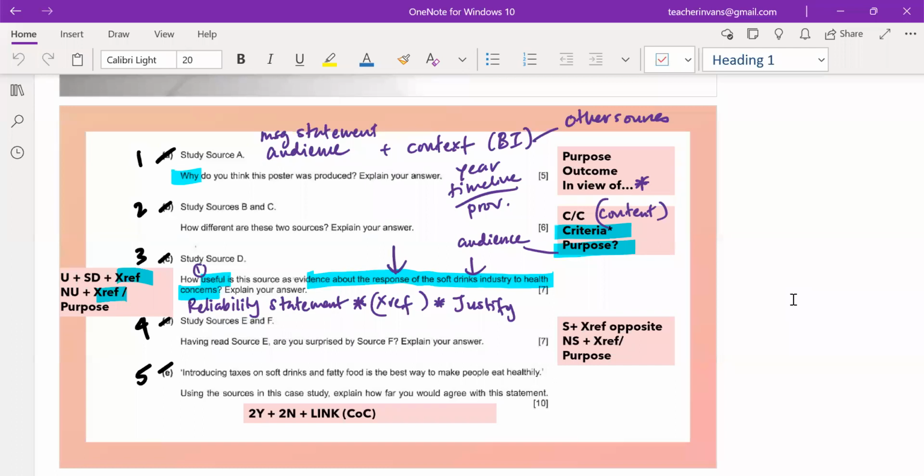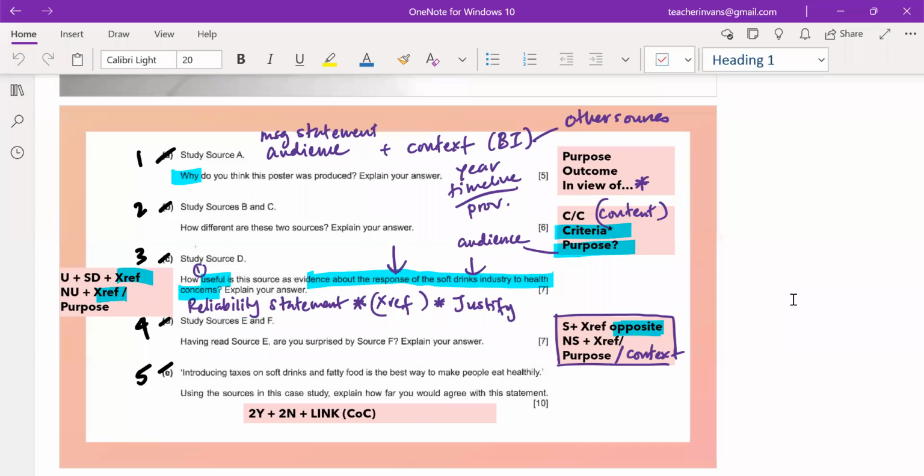Now, the next question, question 4: having read Source E, are you surprised by Source F? I have explained in many of the previous videos, you are looking at an element of surprise. And most of the time, the element of surprise will be the opposite. Something is not surprising because of cross-reference, because of purpose. It can be not surprising because of context. So again, I would say the possibilities are endless. Now, question 5.